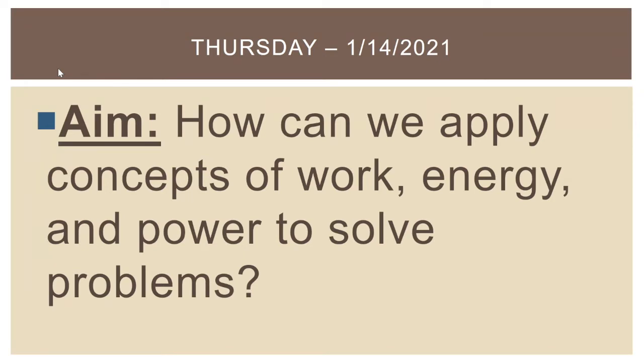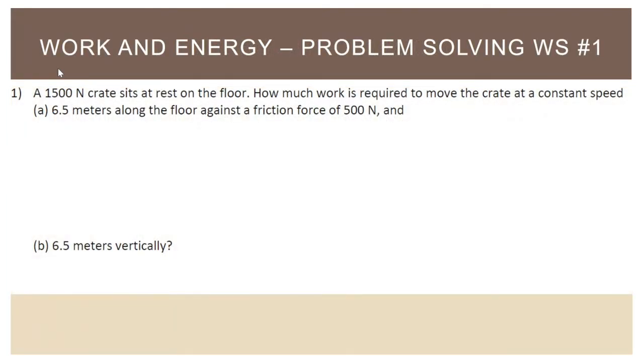Now, because there are a good amount of problems on both of these sheets, I want to just get into this straight away. And so we're going to start with the first problem on the sheet that was entitled Work and Energy Problem Solving Worksheet, where this was the first problem. This first problem here says a 1500 Newton crate sits at rest on the floor. How much work is required to move the crate at a constant speed, 6.5 meters against the force of friction of 500 newtons, and 6.5 meters vertically?